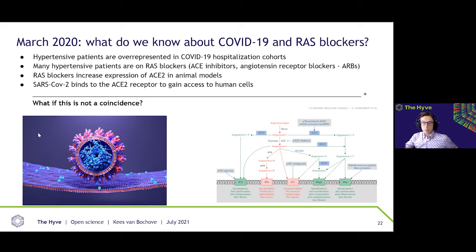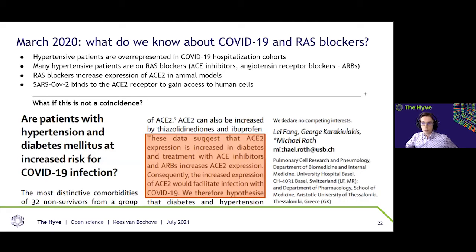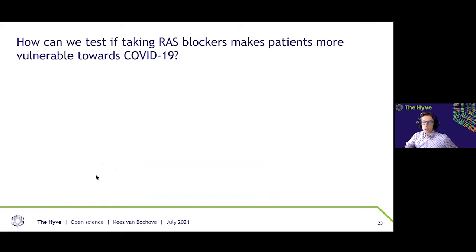And indeed, this was a hypothesis that was picked up by many. Here's just one example from Switzerland, Michael Roth, that published this, let's say, letter or opinion article. And you can see here that he says, these data suggest that ACE2 expression is increased in diabetes, and treatment with ACE inhibitors and ARBs increases ACE2 expression. Consequently, the increased expression of ACE2 would facilitate infection with COVID-19. So now this was a really important question. Is this true? How do we go about checking if this is indeed the case?